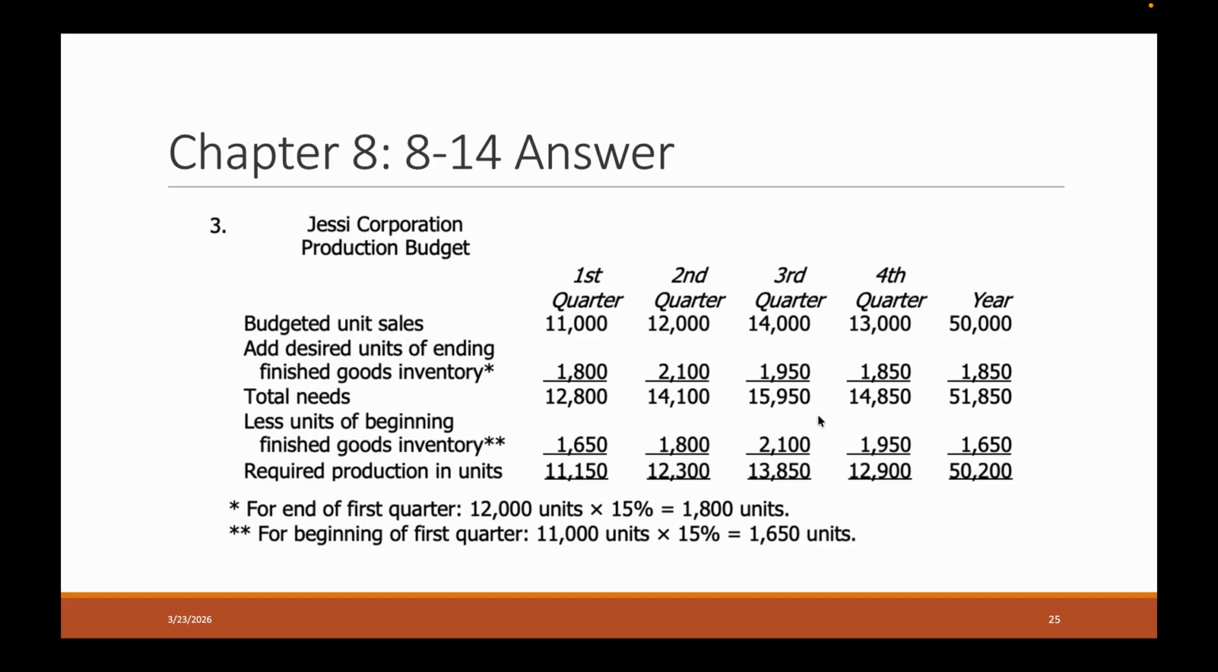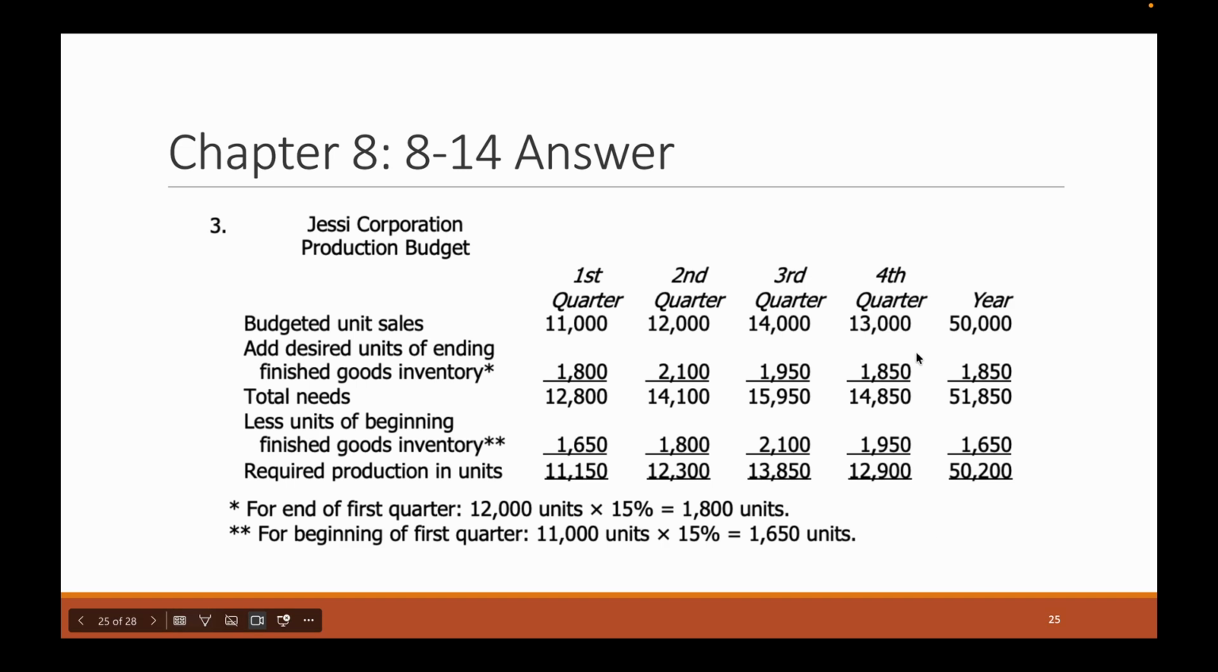It's going to be the same thing for quarter 3 as it was for quarter 2, so I can skip over that. You just have to figure out the ending inventory. It's just 15% of 13,000. Beginning is the same as the ending of quarter 2. That gives you required production units of 13,850.